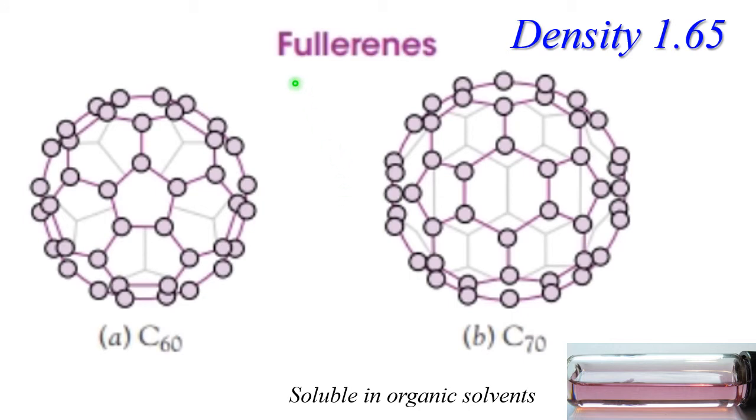Another form of carbon is fullerenes, relatively new compounds with a very low density of 1.65. This low density is because of the large empty space between carbon atoms inside the almost spherical C60 and the slightly elongated C70. These forms are actually molecules because they are soluble in organic solvents.